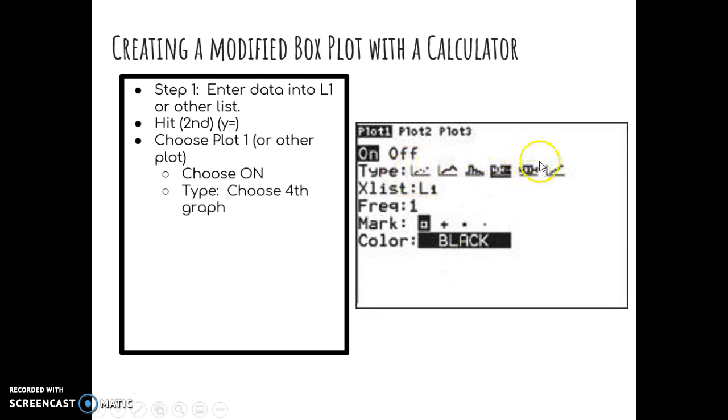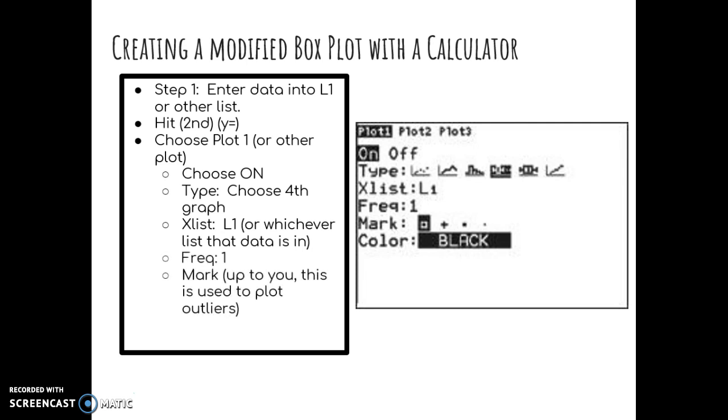Instead of choosing the one we chose for the regular box plot, you choose this one here. It has little 2 dots next to it, next to the graph. That's the modified box plot. So choose that one. Make sure your X list has whatever list you're using. Frequency stays 1. The mark, if your calculator has that, is how it's going to plot the outliers.